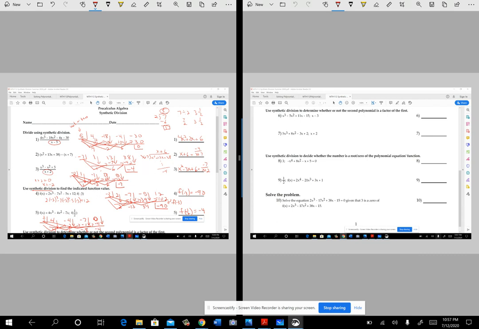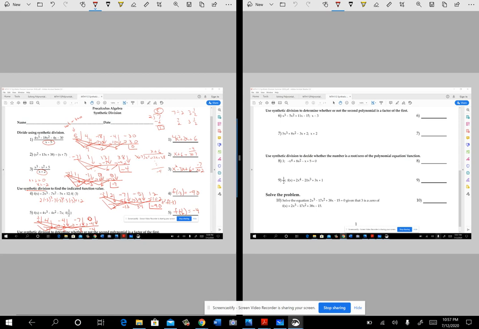All right, so let me keep these two together. Now, the next question is asking, determine whether the second polynomial is a factor of the first, to know if x minus 3 is a factor. What I'm looking for is, am I going to get a remainder of 0? That's how I know. If something divides into the polynomial evenly, it's going to have a remainder of 0.